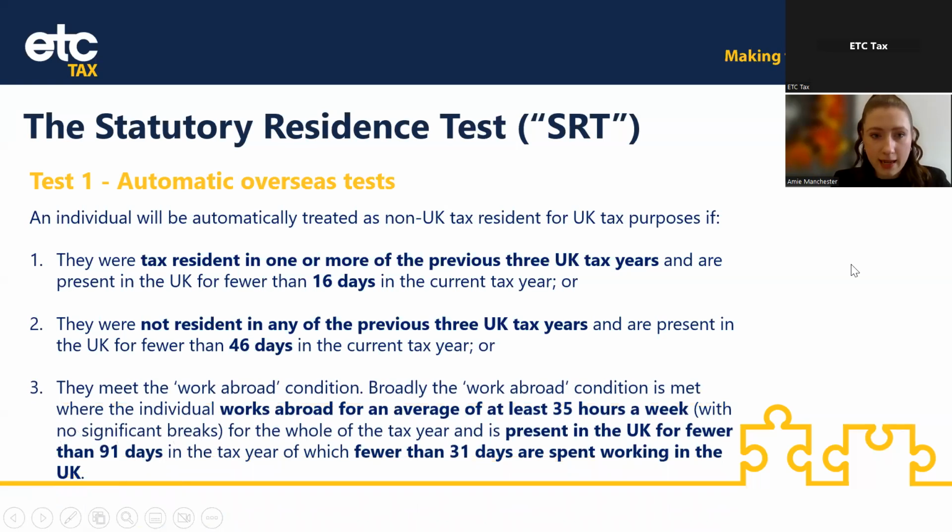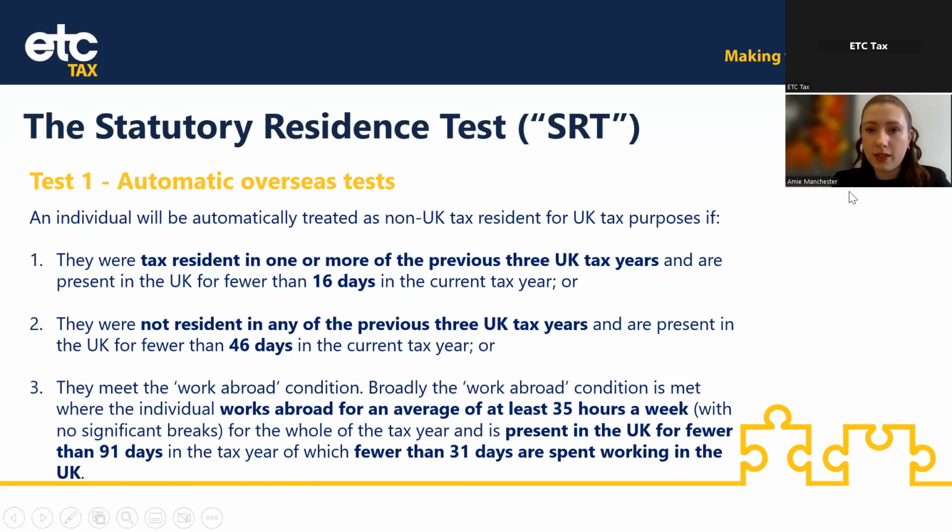The final test in the automatic overseas tests is the work abroad test. So broadly, the work abroad condition is met where the individual works abroad for at least 35 hours a week with no significant breaks for the whole tax year, and is present in the UK during that tax year on fewer than 91 days, and is also working on fewer than 31 of these days.